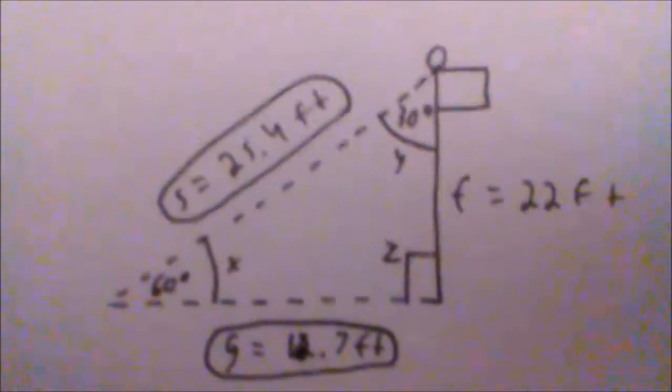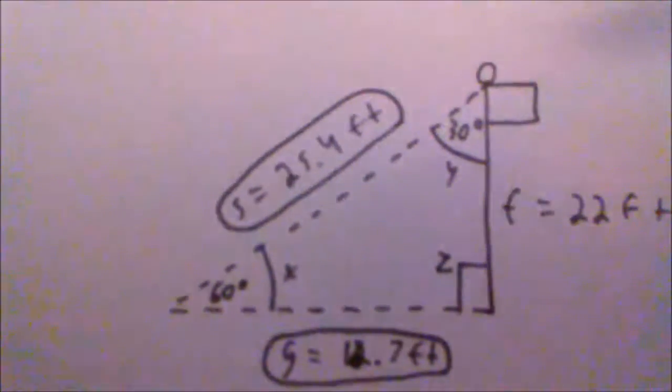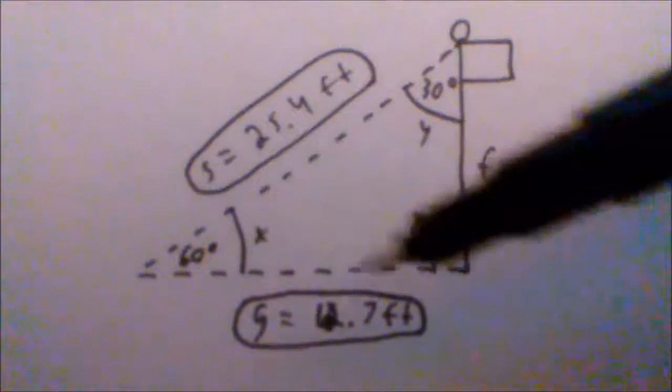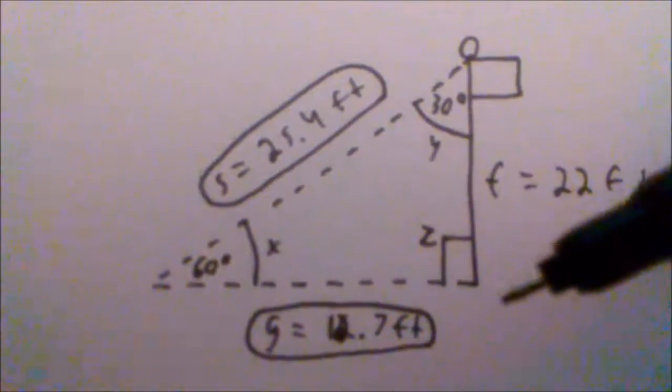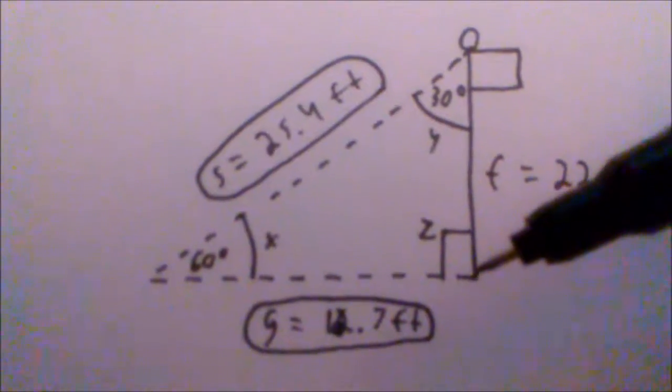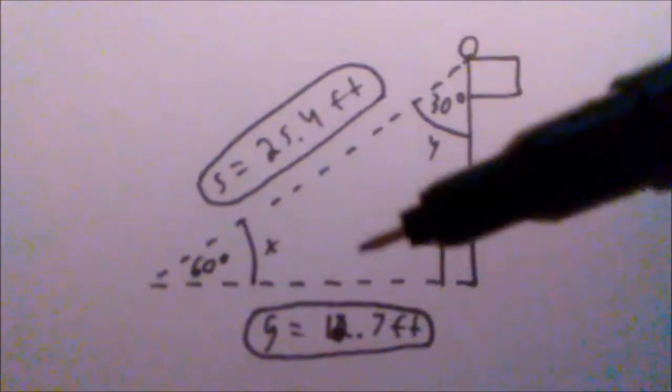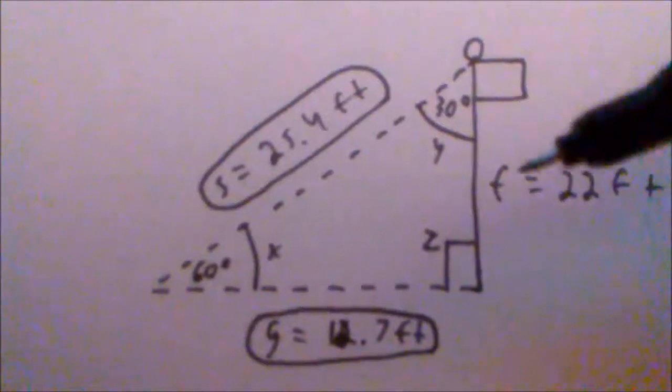So then here you can see that we have both sides needed. We have the length of the light and the length of the ground in between the light and the base of the flagpole. So we have all three sides needed to make this work how we want it to.